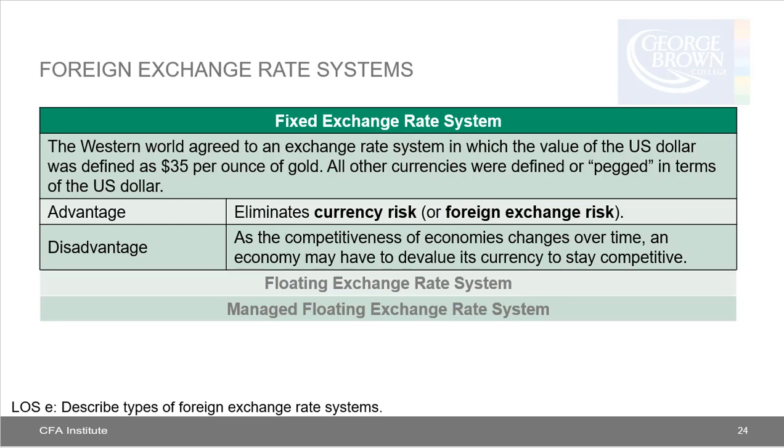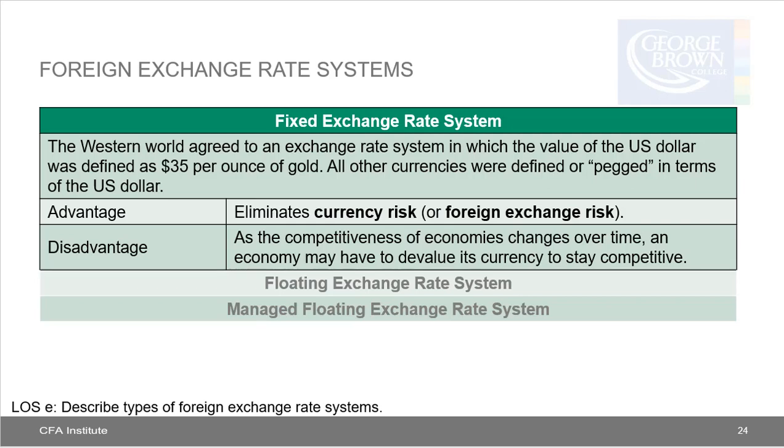At the Bretton Woods Conference in 1944, the major nations of the Western world agreed to an exchange rate system in which the value of the US dollar was defined as $35 per ounce of gold. In other words, a dollar was equivalent to 1/35 of an ounce of gold. All other currencies were defined or pegged in terms of the US dollar.